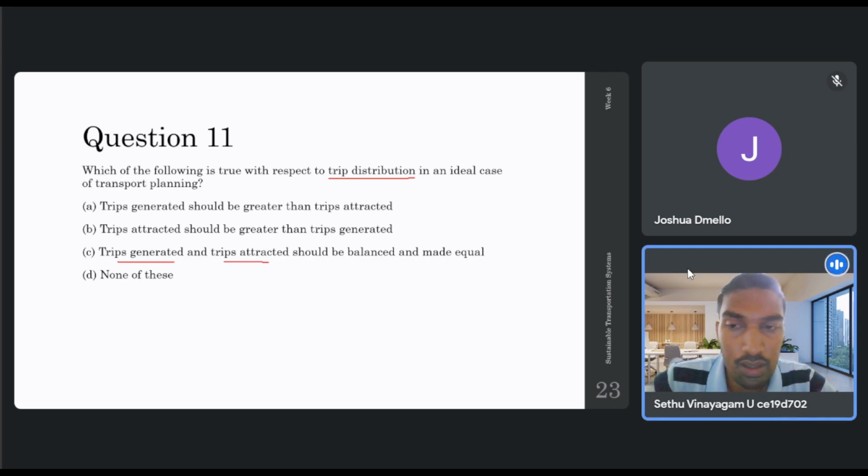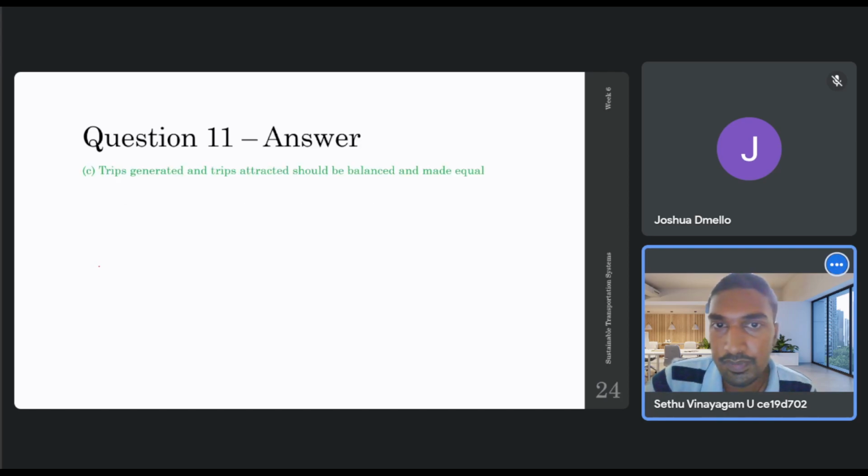Otherwise what will happen, we'll have some trips which are not generated anywhere, right? Or we'll have some trips that are generated but not going to any zone, right? So that will not be logical, right? Therefore we try to do this trip distribution in such a way that if we sum up the total number of trips generated across all the zones, they should be equal to the total number of trips that are attracted to each zone, right? So therefore our distribution will be more logical, right? Therefore we want condition C to be satisfied in an ideal case, right? So that's what we will do in the trip distribution process. Therefore C is the right answer.